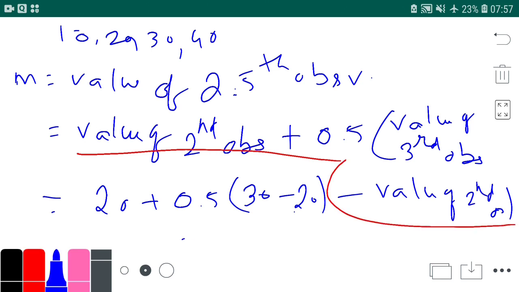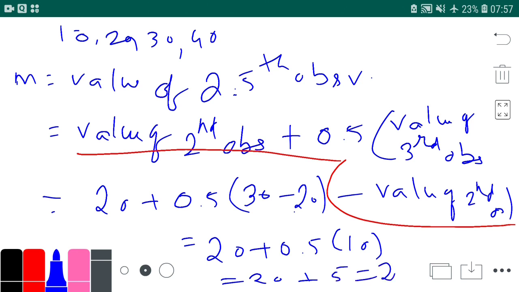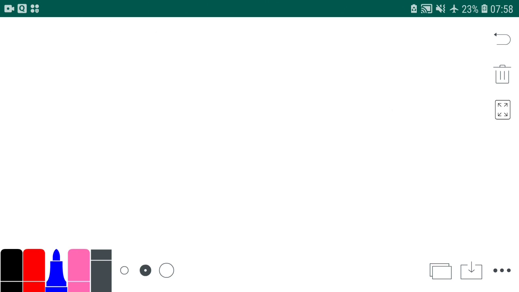So now if we solve it, it is 20 plus 0.5 into 10, it is 20 plus 5, it's 25. As I told you, the answer is 25. We need to do some more sums to understand this thing.